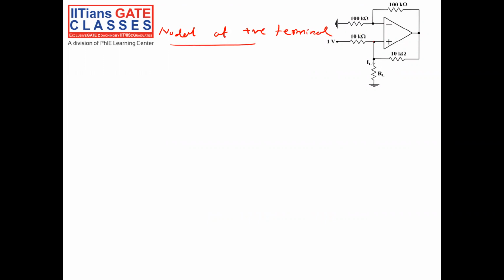Okay. So here you see V positive minus 1 by 10K. The current going away is plus IL, right? Plus IL, because the current going away of the node is IL, plus V positive minus V0 by 10K, equals 0, right?